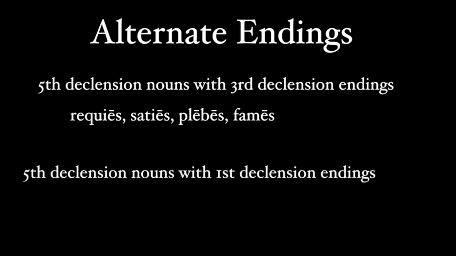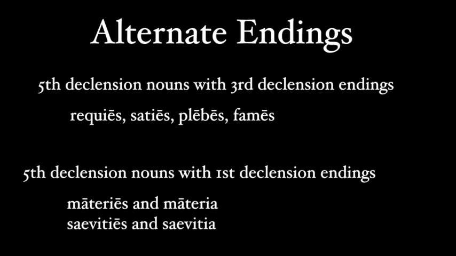And also, since the first and the fifth declensions are related, there are some fifth declension words that are also in the first declension. So materies is also materia, and saevities is also saevitia. Don't worry about these too much, because you'll find both the more you read Latin.